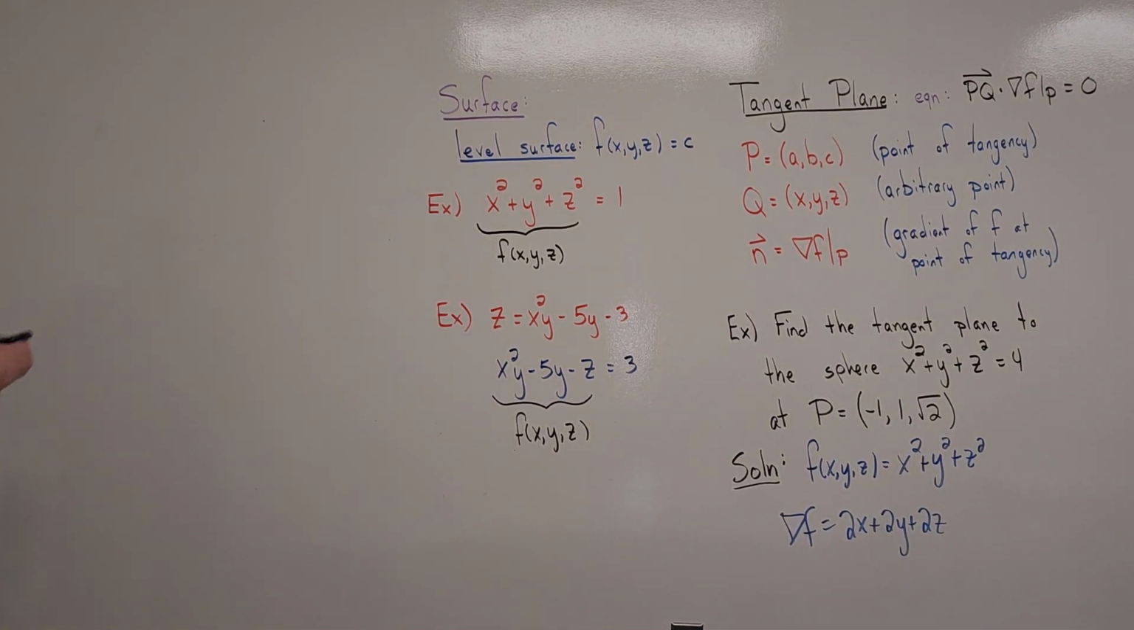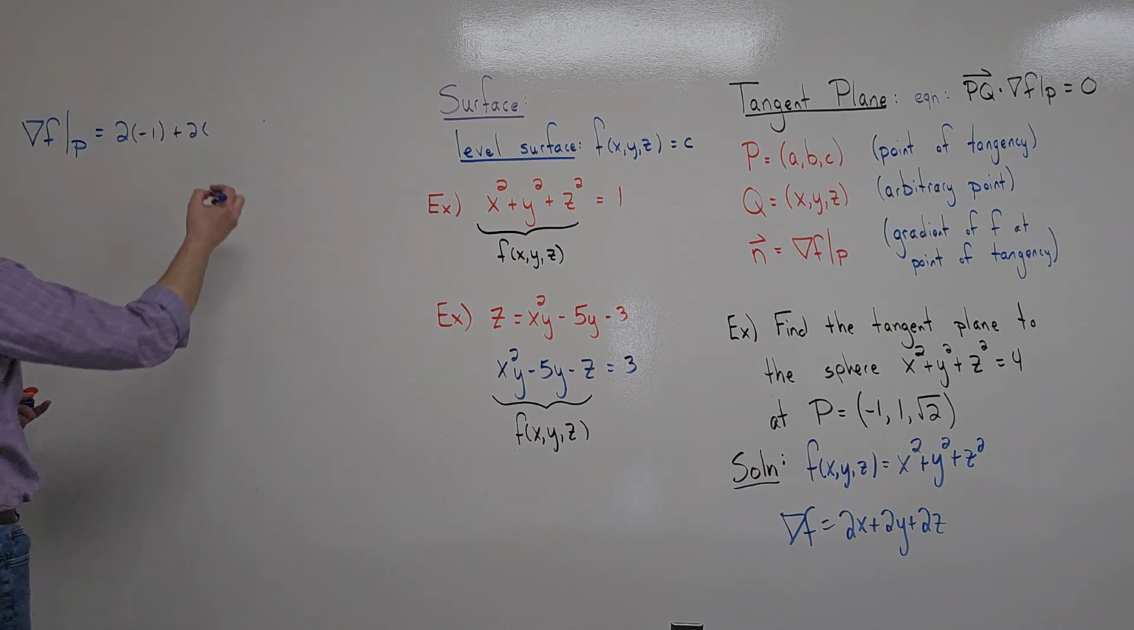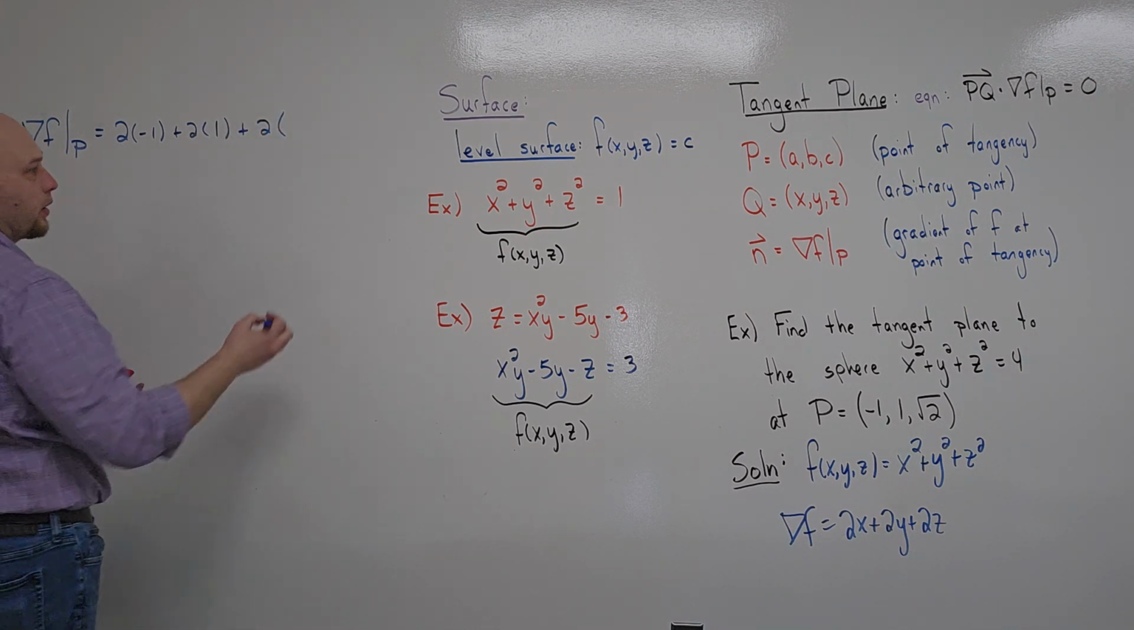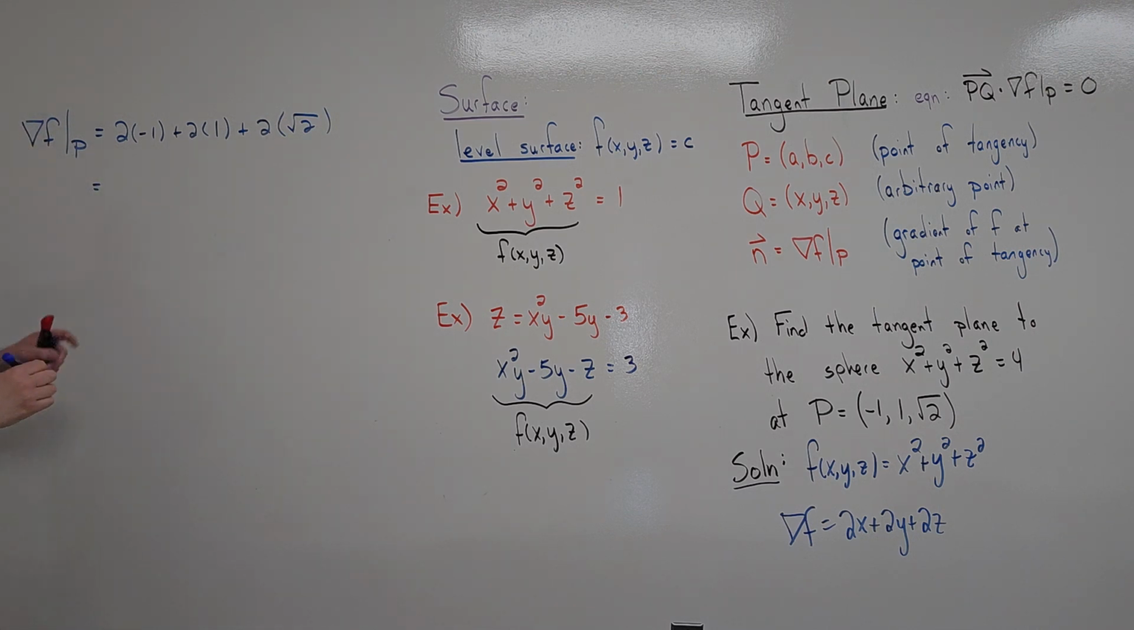So the gradient of the function f evaluated at the point P is 2 times the x coordinate, which is -1, plus 2 times the y coordinate, which is +1, plus 2 times the z coordinate, which is √2. So I've got -2 plus 2 plus 2√2. So therefore, the gradient at that point is 2√2.